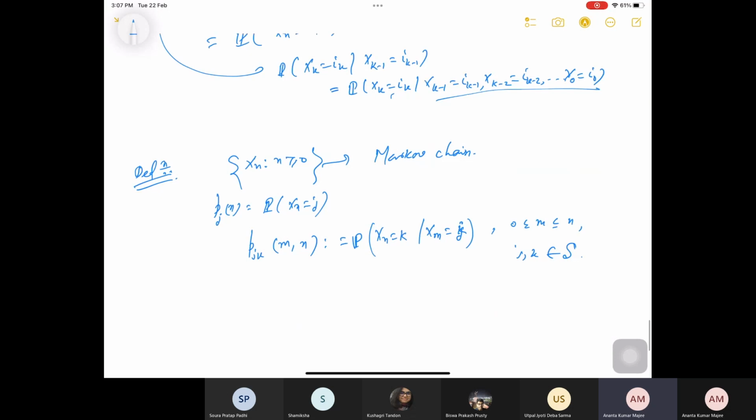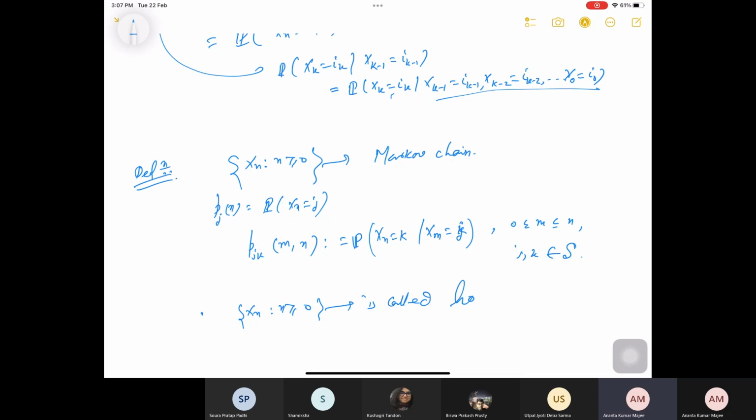Okay, so we say that Xn is called a homogeneous Markov chain if it depends only on the difference n minus m.